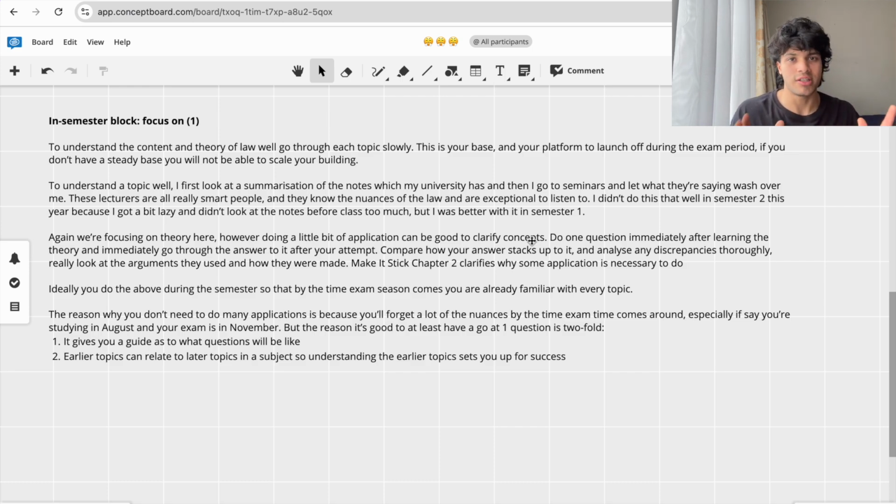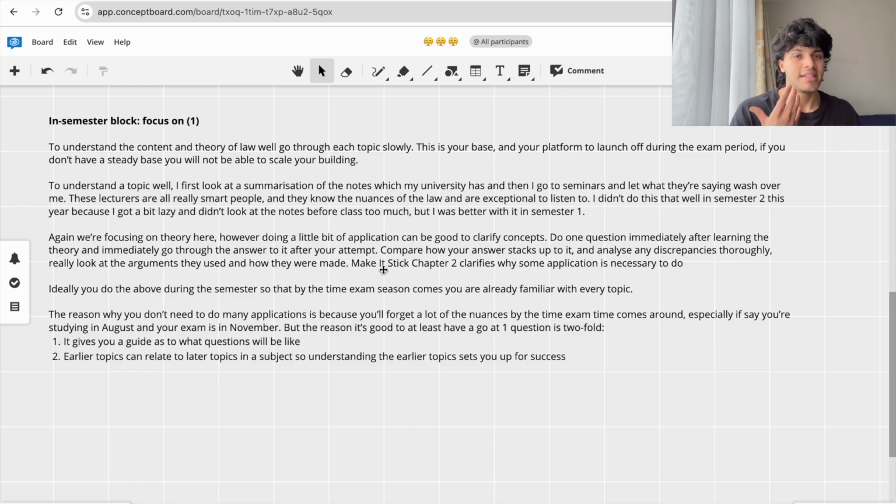So one question is huge. It doesn't even have to take that long, like 10, 20 minutes. That's all you need for this in-semester block. And really just look at the arguments that were made in that answer guide that you're looking at. Thinking about what answers could be made on each side when you're ultimately answering a law question is huge, and that's the bulk of it. That's where a lot of marks are, when you can really think about what each party would argue.